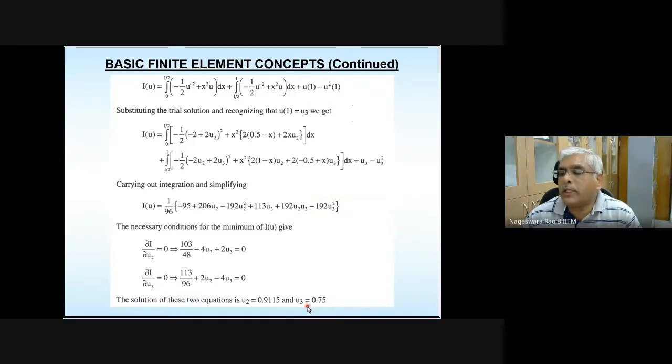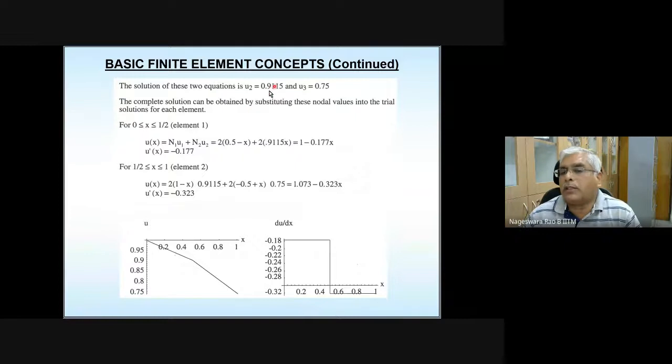Once you get u2 and u3, you plug them into the approximate solution. How do you get it? You have the expressions for element 1 separately and element 2 separately. Once you get u2 and u3, u1 is already known, u1 equal to 1. You go to element 1, simplify, go to element 2, simplify, and plot it. You can see here, at the junction of the two elements, displacement is continuous, but there is a slope difference. In element 1 the slope is different from element 2, and when you take the derivative, you can see the jump. So this is the two-element solution.